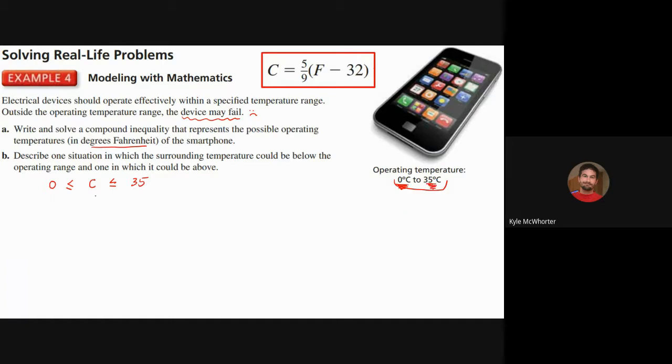Now what we need to do is replace the C with the formula in terms of F that it's equal to. So 0 less than or equal to 5/9 times the quantity F minus 32, and that is less than or equal to 35. And now we can just start to solve for F. We can't add 32 yet because it's in the grouping symbols, which is being multiplied by 5/9. So we have to get rid of the 5/9 first. So we can start by multiplying by the reciprocal. So we're going to multiply by 9/5.